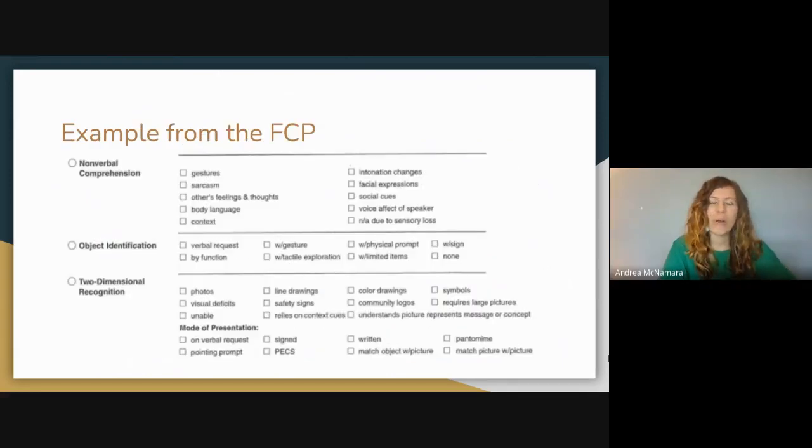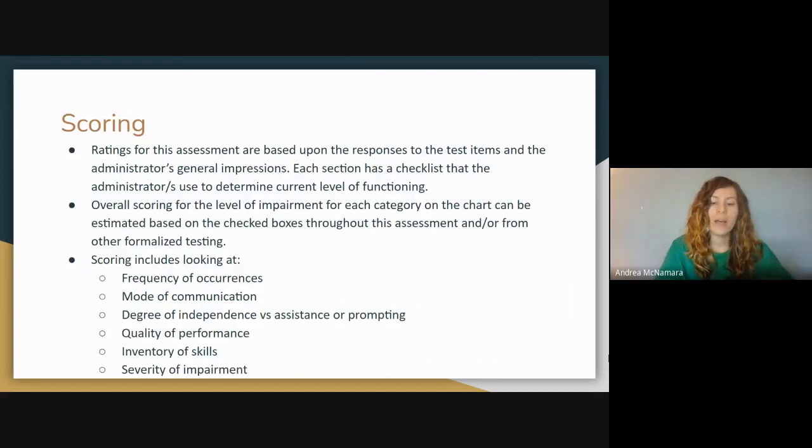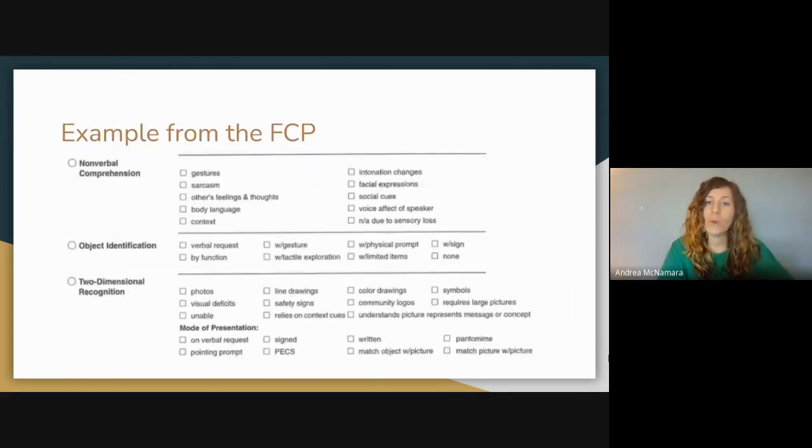So here's just an example of what the checklist will look like in the functional communication profile. So on the left, you're going to see the specific skill area. And then on the right, there's a checklist that goes with each of the areas. And so if you're looking at the object identification, for example, you'll be able to see, okay, my individual is able to identify objects by function. They're able to identify objects with a physical prompt or with signs. And then again, if you go back, you'll be able to change it up as you need to.